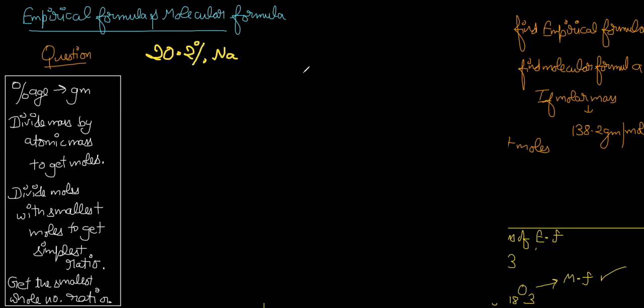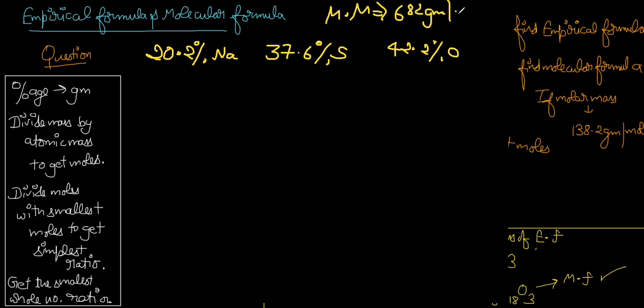20.2% sodium, 37.6% sulfur, and 42.2% oxygen is there. The molar mass they're telling us is 682 grams per mole. Find the molecular formula, find the empirical formula. Exactly the same question. Really simple question.